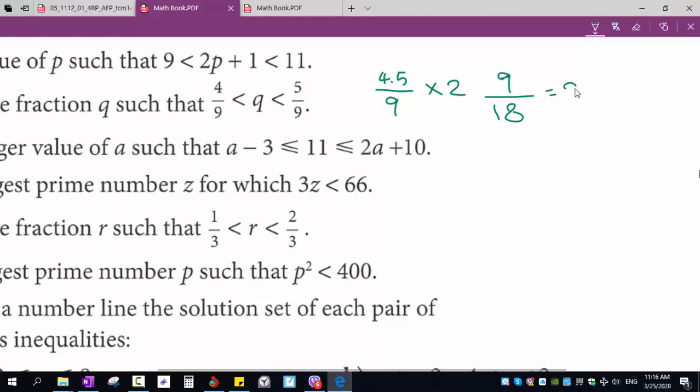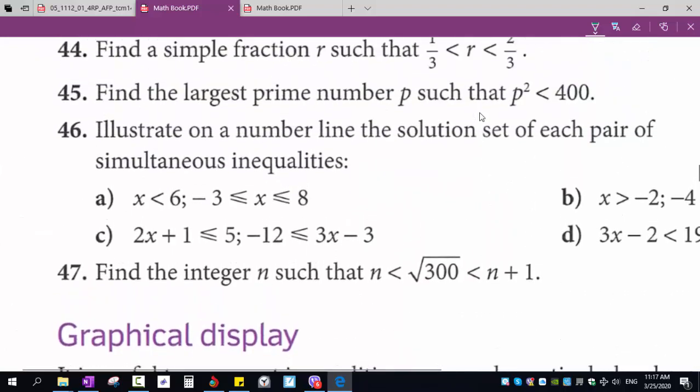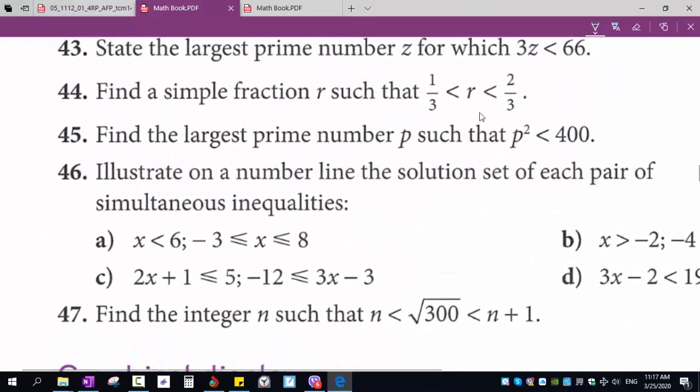So 9 over 18 could be equal to q because it's between them. This fraction is equivalent to this one. So this fraction, surely we know it's between 4 over 9 and 5 over 9. Of course, q could be this fraction. Then the graphical display is for the next tutorial.